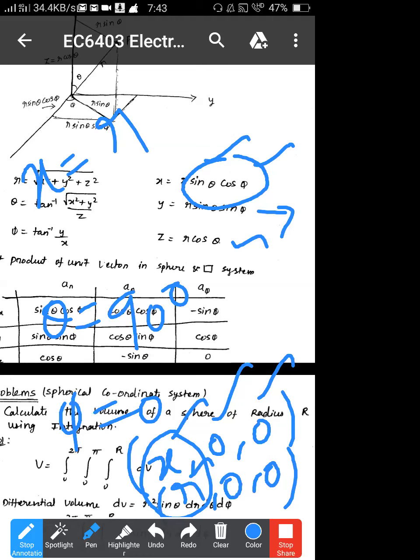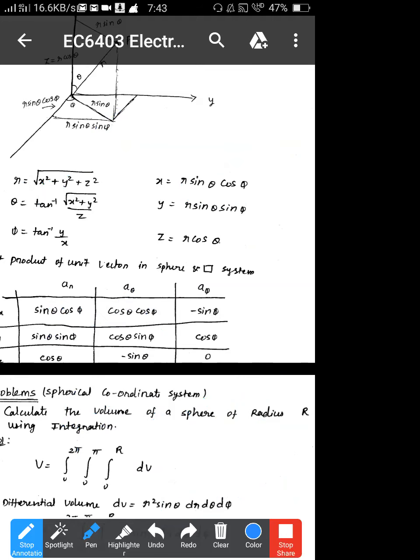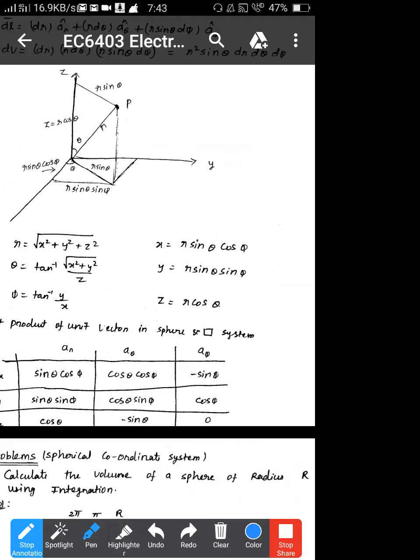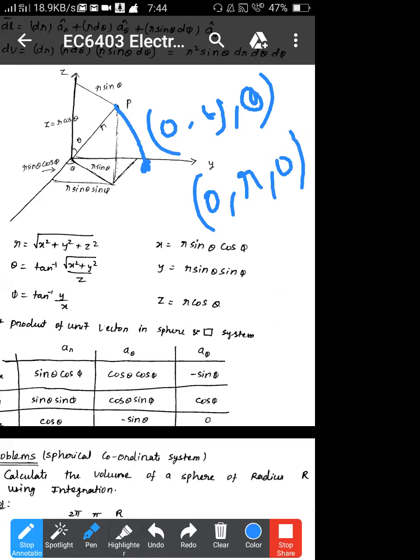Next for y. For y, where will you choose the points, anybody? For the y axis, see, my point is here. Suppose this is a surface of the sphere. I am choosing the point here. Once I choose the point exactly on the y axis, what will be my value? Anybody? 0, y, 0. Then what will be the value of y? That will be exactly the radius of the circle.